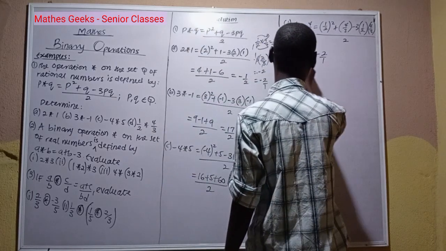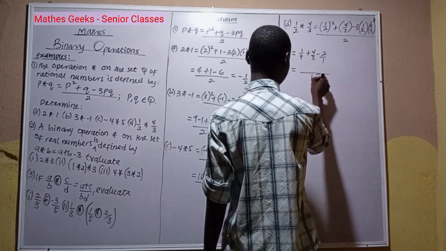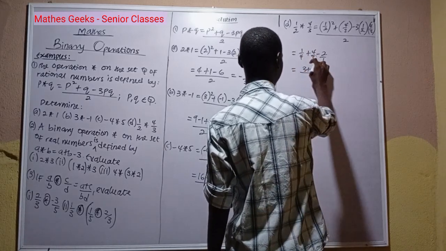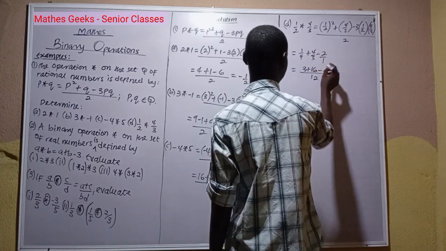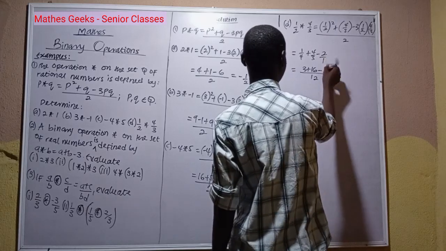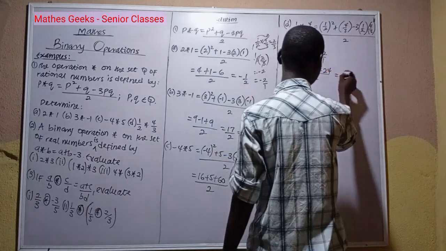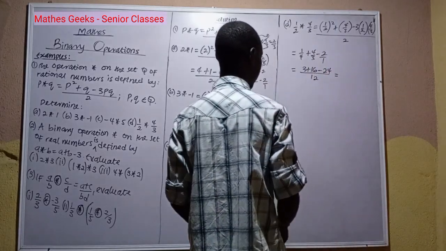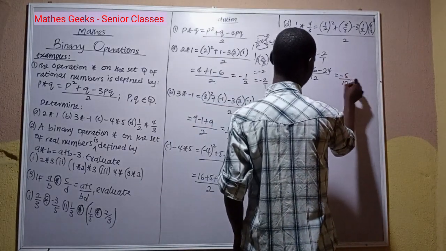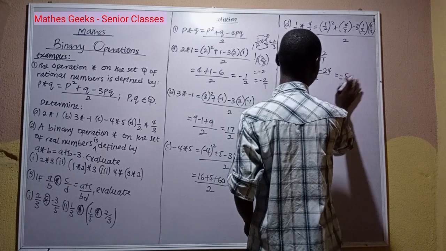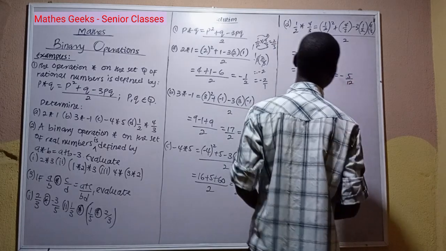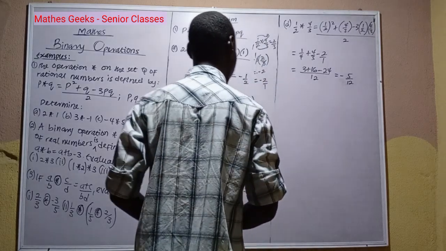So now we have fractions. The LCM of the denominators is 12. 12 divided by 4 is 3, 3 times 1 is 3. 12 divided by 3 is 4, 4 times 4 is 16. Minus 12 divided by 1 is 12, 12 times 2 is 24. So 3 plus 16 is 19, 19 minus 24 is minus 5 over 12. That's the answer.